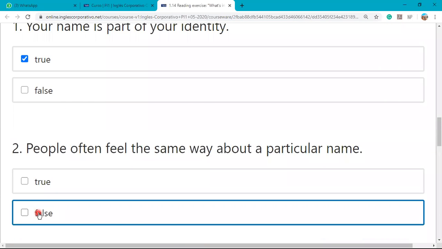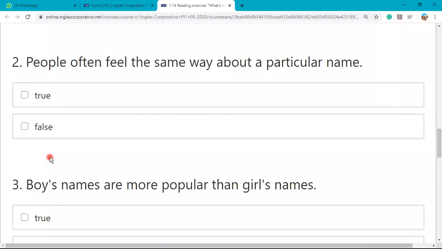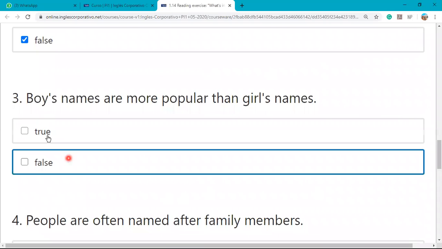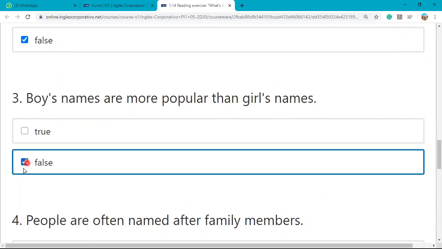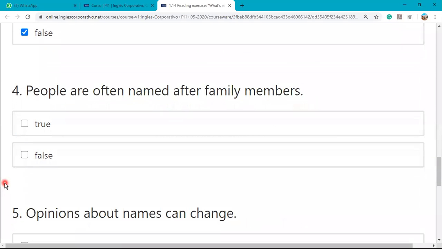True. People often feel the same way about a particular name. False. Okay. False. Boys' names are more popular than girls' names. Paul? Paul. Aquí ustedes mandan. People are often named after family members.